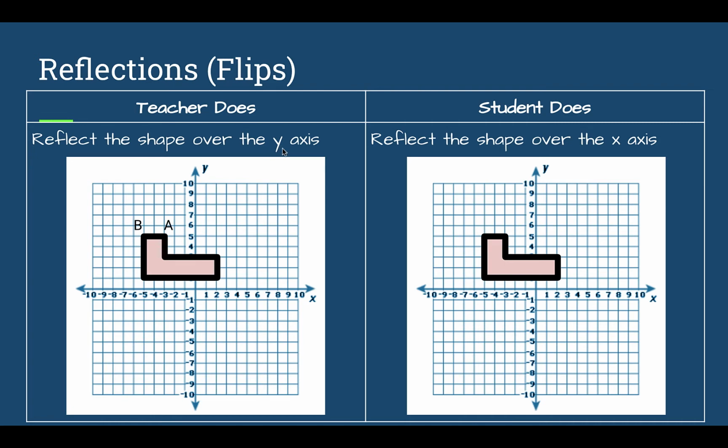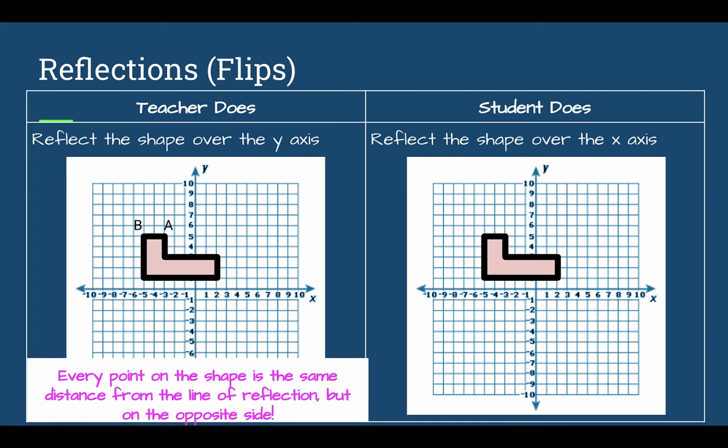Here we want to reflect over the y-axis. So I've labeled A and B in my pre-image. For reflections, each point on the shape is the same distance from the line of reflection, but on the opposite side. So our line of reflection in this case is the y-axis. So if I start with point A, that is 3 units away from the y-axis. That means on the opposite side, A prime is going to be 3 units away. So I'm going to put a point there so I can begin to draw my shape.